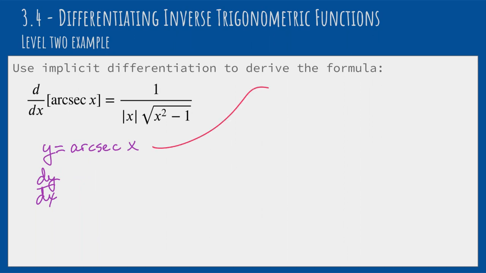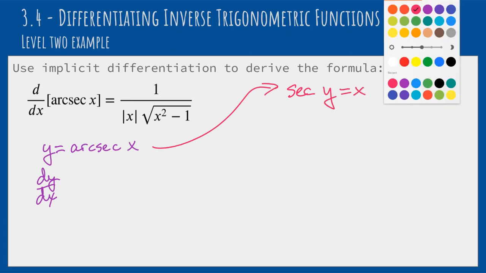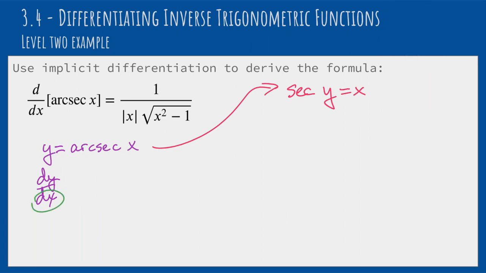So the first thing we do is we take this equation and we take the secant of both sides. So the secant of y is equal to x. We take the derivative of both sides of that with respect to x. So the derivative of secant is secant times tangent. We keep the y in there. So secant times tangent. So we're doing implicit differentiation here.